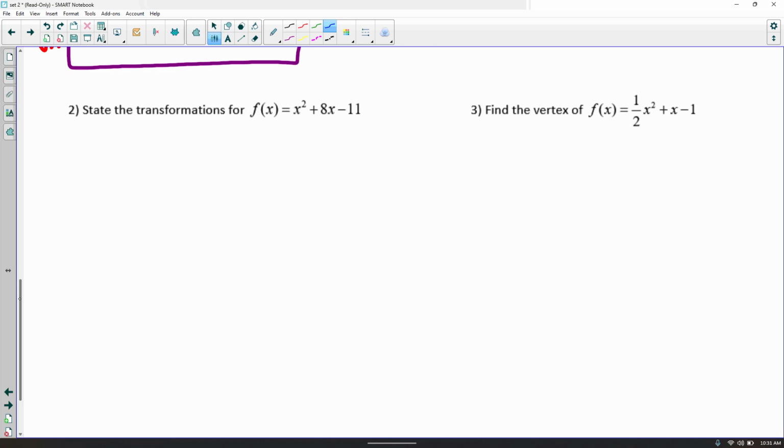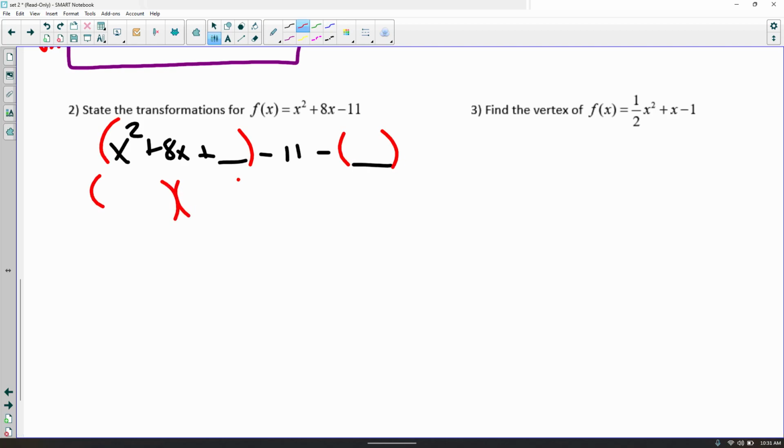Fantastic. All right, so I've seen a lot of good work there. I saw x squared plus 8x plus blank minus 11 minus blank. Set your parentheses up. Good job there. I saw 2 sets of parentheses on most people's paper.